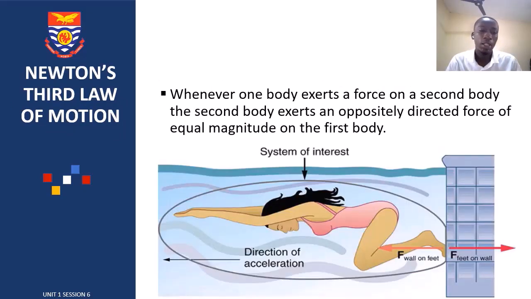Let's look at the last law of Newton. That's Newton's third law of motion. And it states, whenever one body exerts a force on a second body, the second body exerts an oppositely directed force of equal magnitude on that first body. That is, to every action there is an equal and opposite reaction.